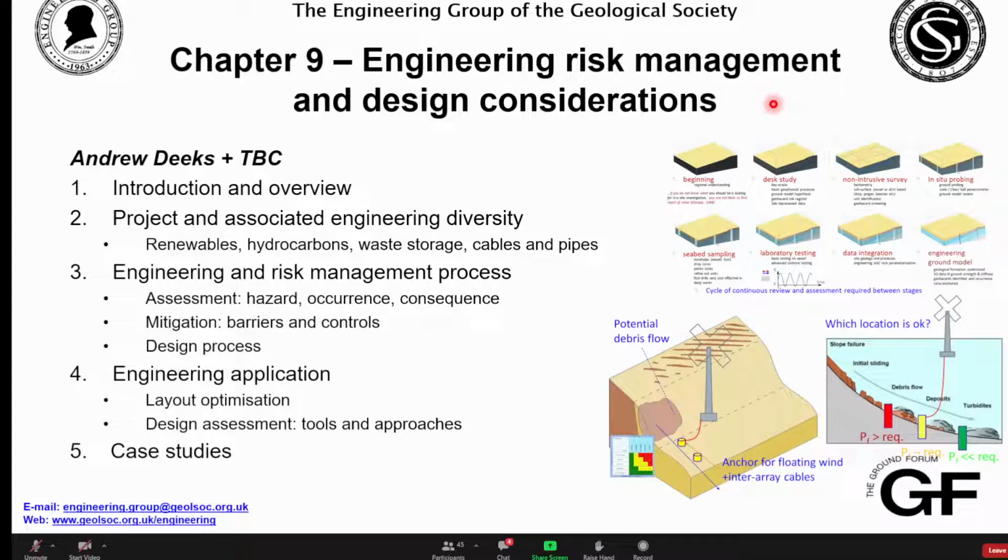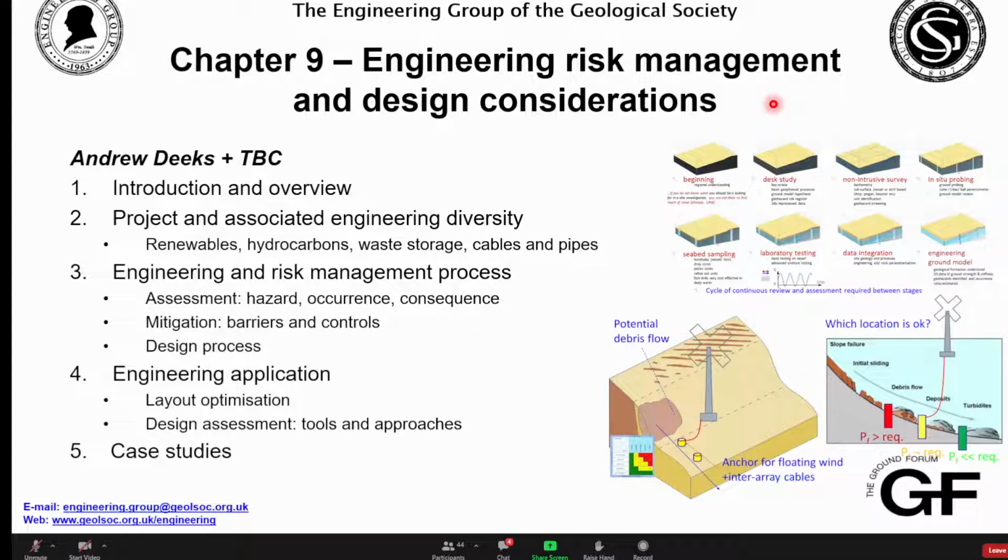Andrew will then talk about the engineering risk management approach, so how you assess, how you mitigate, and how that feeds through the design process. And then what does that mean in practice, with layout optimization and design assessment, different tools and approaches. The entire thing is illustrated with a number of case studies throughout.